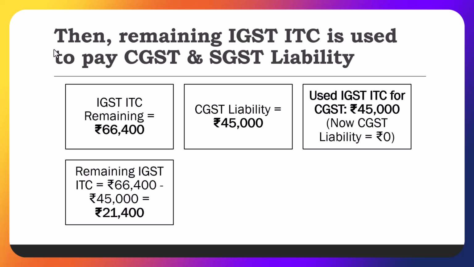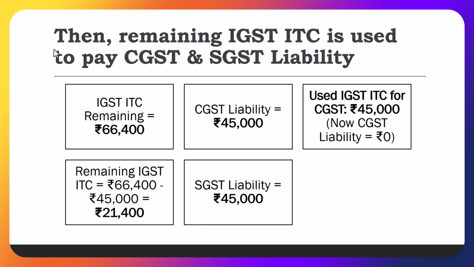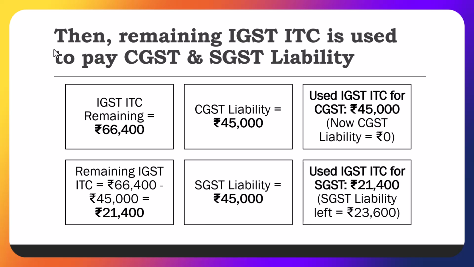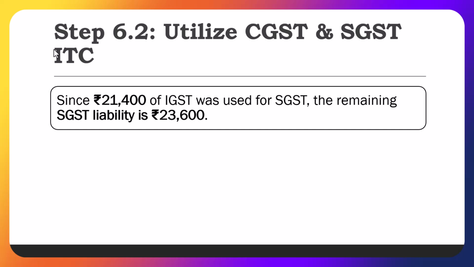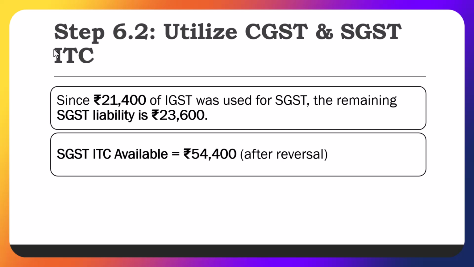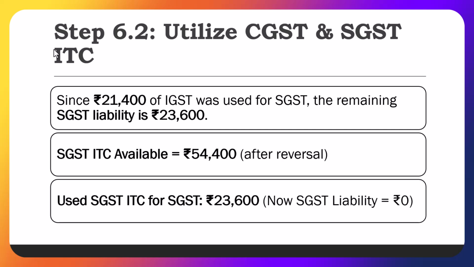So the remaining IGST will be 66,000 minus 45,000, which is 21,400. So SGST liability, he's going to use that. So his balance will then be 23,600. Since 21,400 was used for SGST, the remaining is this. So he's going to use the 23,600 against the ITC available of 54,400.